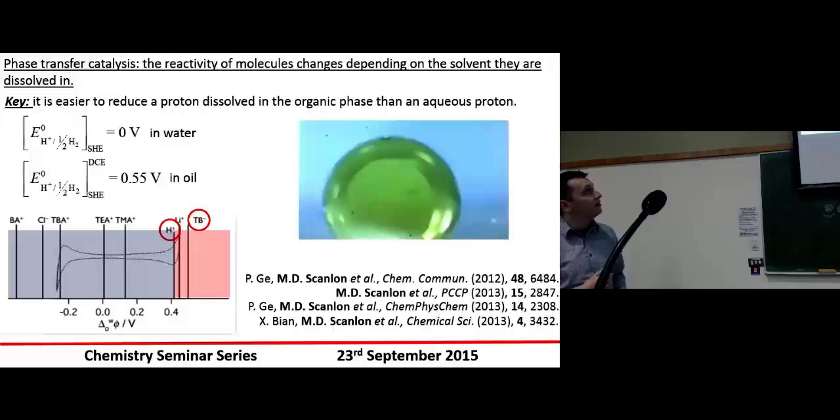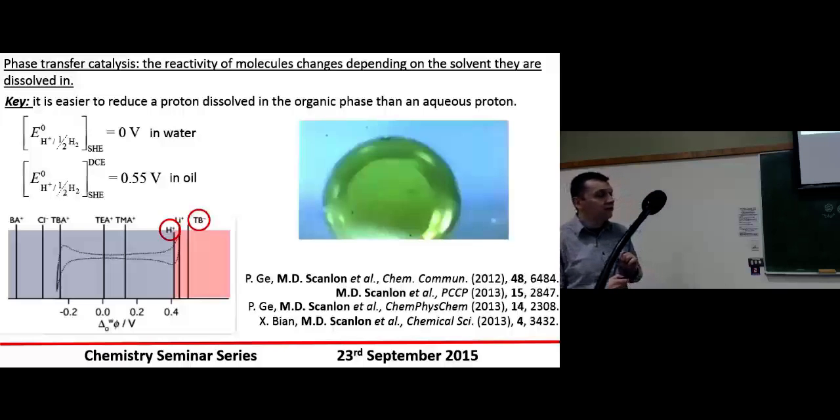One experiment that I spent a lot of time working on was the hydrogen evolution reaction. A proton is reduced to hydrogen gas by a reductant. This is the electrochemical potential of the proton in water at 0 volts, and it's different in oil. It's 0.55 volts versus the standard hydrogen electrode, on the same scale. This means that a proton in oil is easier to reduce than a proton in water. It's probably less hydrogen bonded, so it's easier to turn it into a gas.